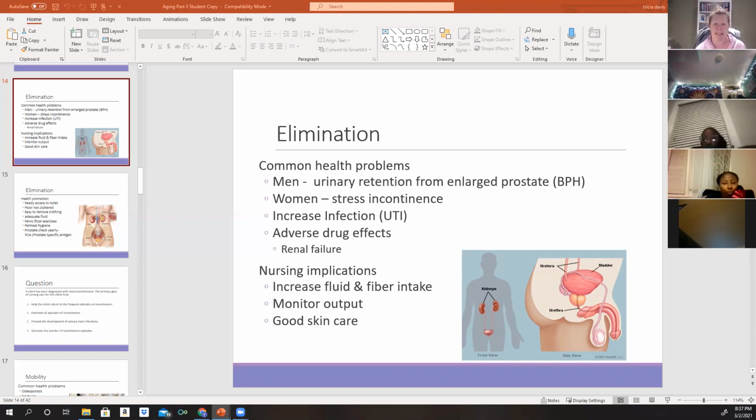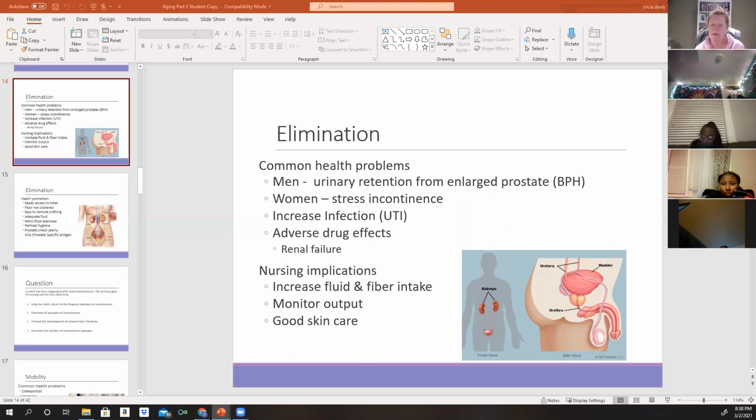Their bladder capacity also decreases by 50%, so they can only hold half of what they used to be able to hold. They start urinating more often. When they urinate frequently at night, we call that nocturia. We consider it nocturia if they get up two or three times a night. And remember, urinary urgency and frequency puts these patients also at risk for what? Falls. Yes, very good, Shanoa.